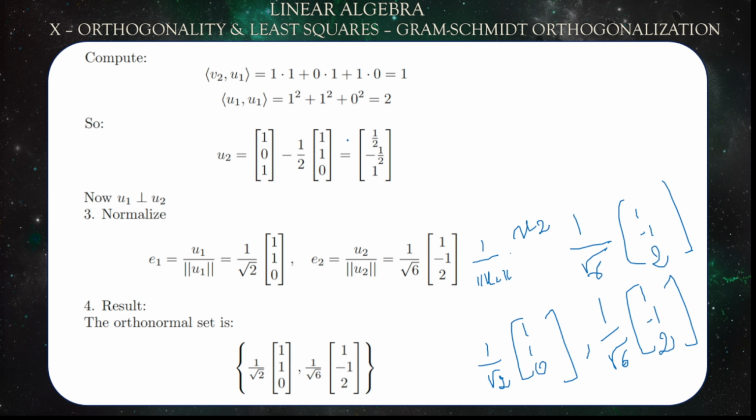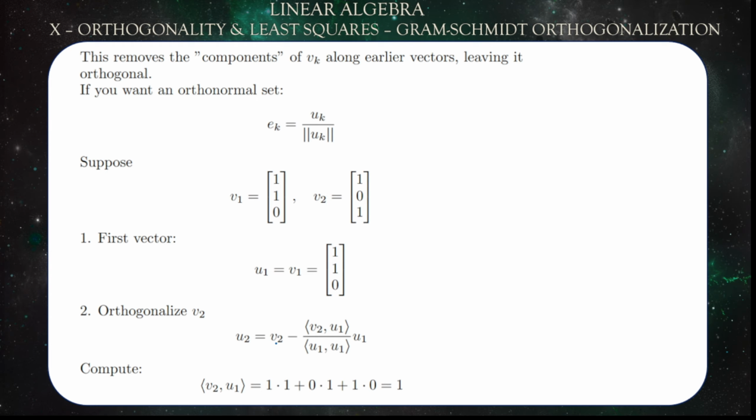We need to stick to the formula, okay? You stick to the formula. Let us break it down again. So you have u2 is equal to v2 minus v2 dot product u1 divided by u1 dot product u1, multiplied by u1, okay? So the first vector you have v1 is 110. It is supposed within the exercise. v2 is 101. Okay, they are suggested. You have u1 is equal to v1 equal to 110. We start with that.